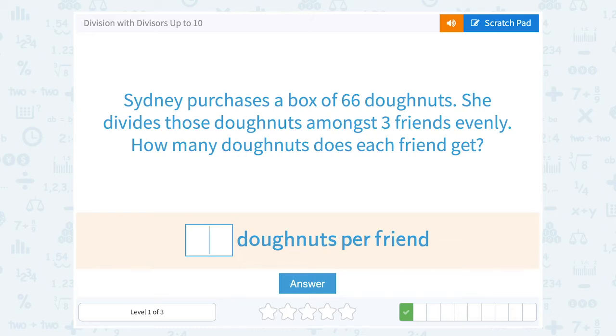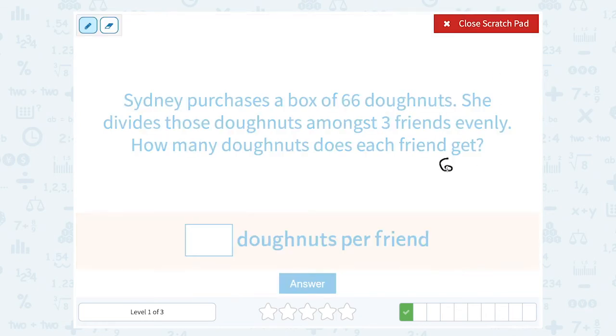Sydney purchases a box of 66 donuts. She divides those donuts among 3 friends evenly. How many donuts does each friend get? Okay, 66 donuts divided evenly among 3 friends means we want to figure out 66 divided by 3. If you need a little work to figure that out, of course you can write it this way, 66 divided by 3, and then you can take it one digit at a time.